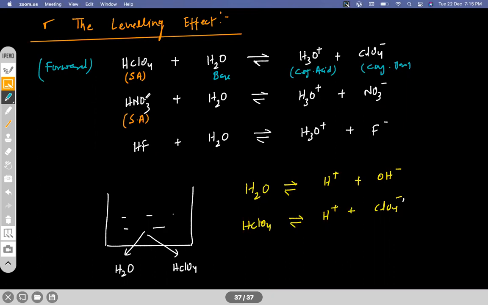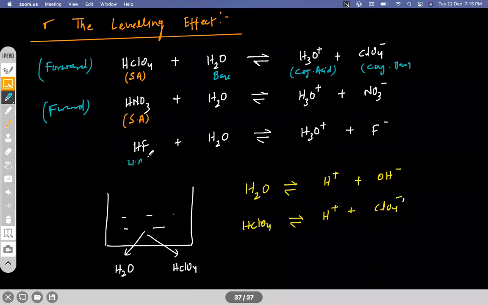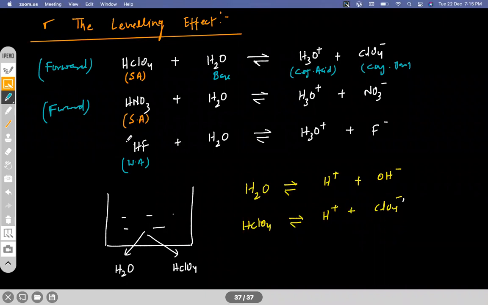Similarly, HNO3 is also stronger than H3O plus, so this reaction also goes in the forward direction. Now this reaction, HF, is a weak acid, and if you look at the strength, H3O plus is stronger than HF. Look at that series and tell me. Hence, this reaction won't go in the forward direction, because a weak acid cannot form a stronger acid than itself in any reaction. On the product side, we always have a weaker acid than the acid on the reactant side. So this reaction goes in the backward direction.